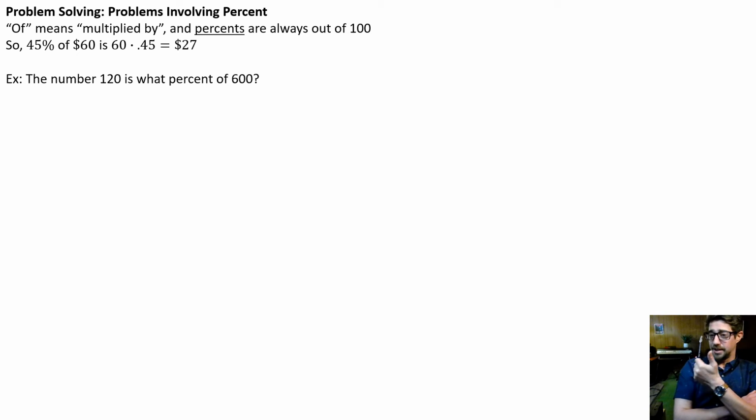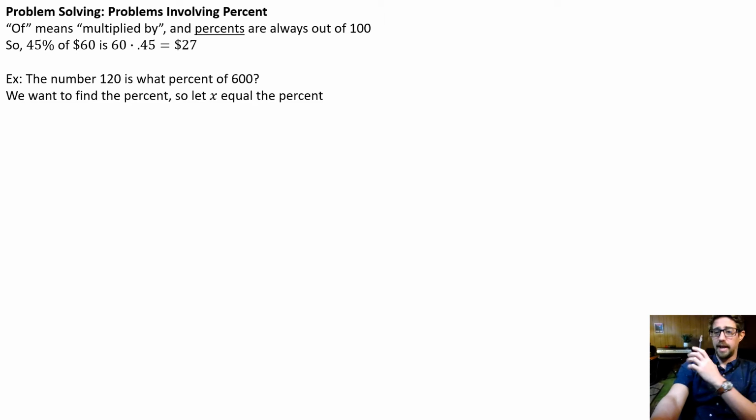We're finding the percent. So when we declare our variables and set up our equation, we want our variable to be the thing we're looking for, and we're looking for what percent. So our x is actually going to be a percent. So we have to write this in mathese. So 120 is what percent of 600?